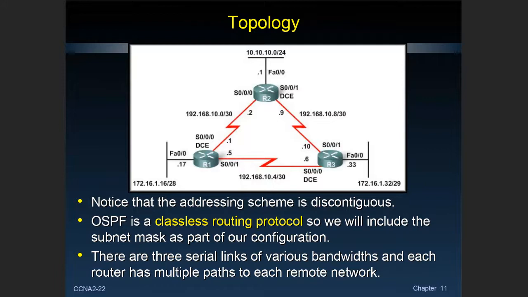OSPF is classless, so we're going to include the subnet mask. And with summarization in OSPF, you have to summarize manually. It won't try to summarize for you. Summarization was an attempt to reduce the size of the routing tables. Back in 1995, we started getting so many places on the internet that the routing tables of the backbone of the internet had 750,000 routes on them.